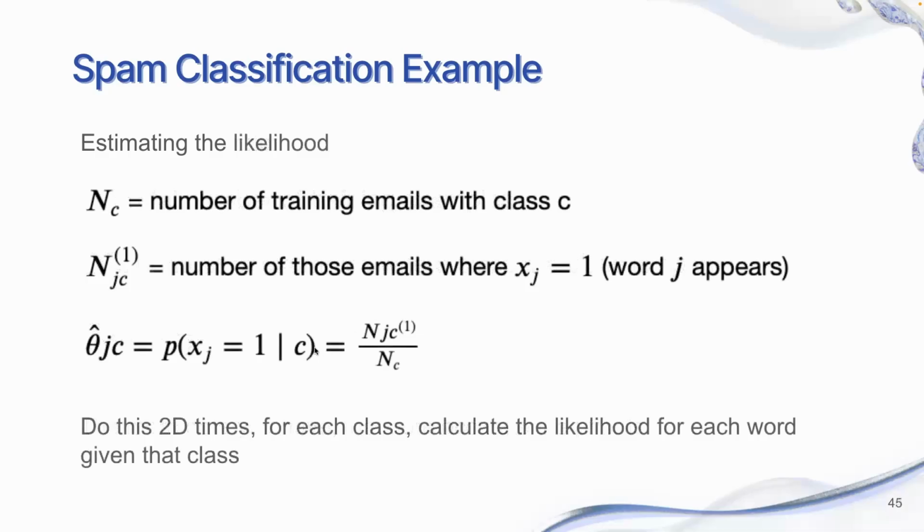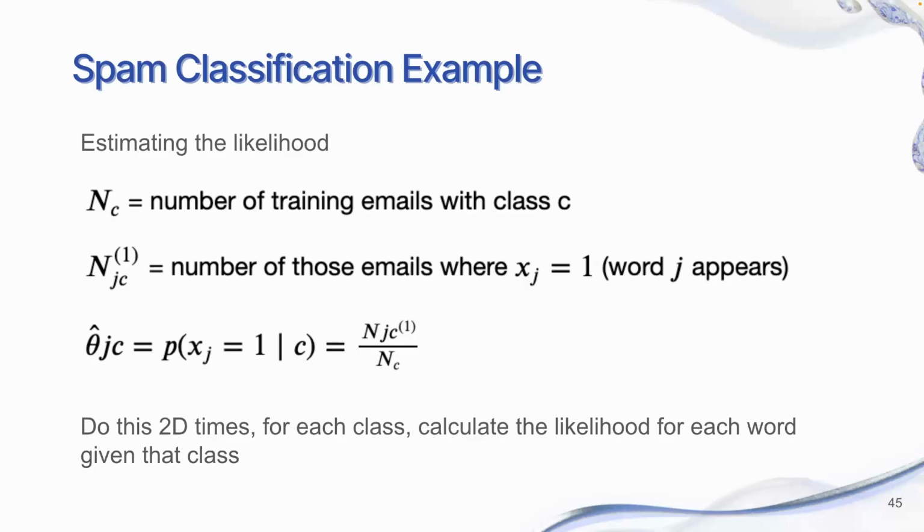And then we can also estimate the likelihood. The likelihood is given the number of training emails with class C, and there are two types: all the training emails being spam, or all the training emails being non-spam. So there are two classes. And then N_jc is just the number of emails in which the word appears. It's also statistics, so you just divide.